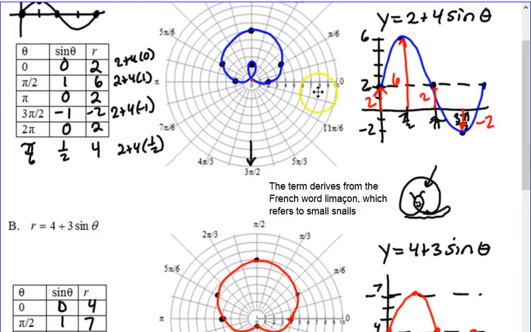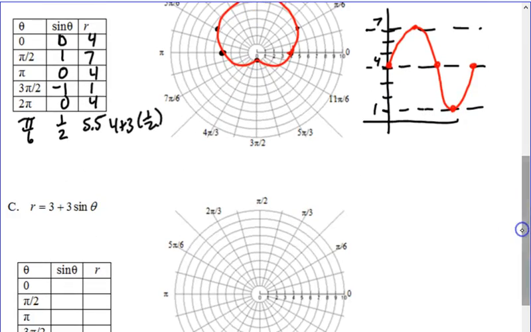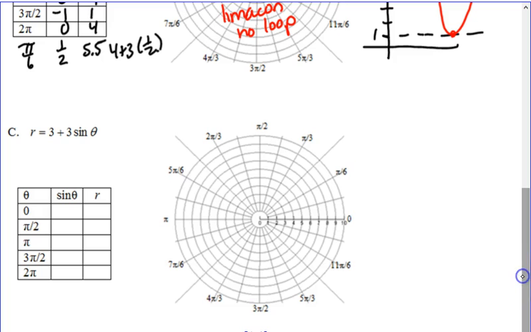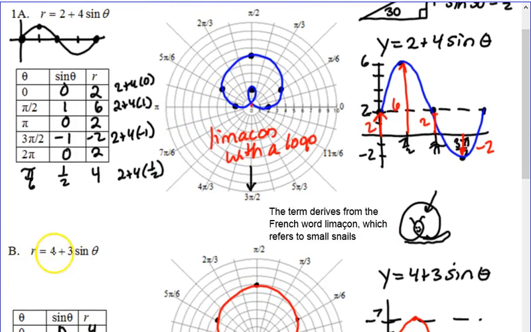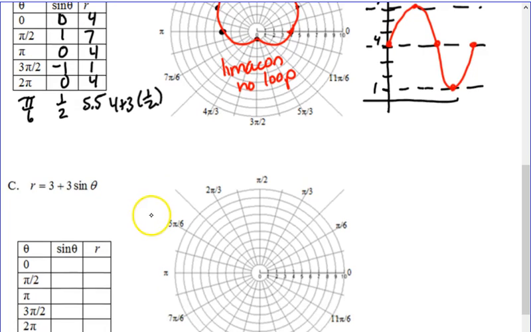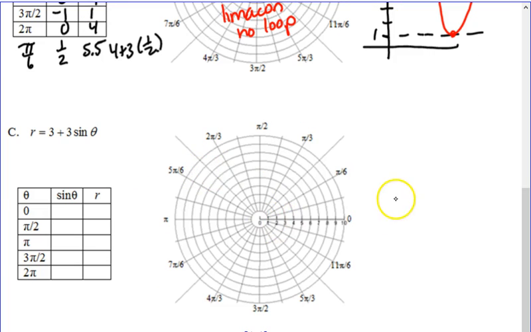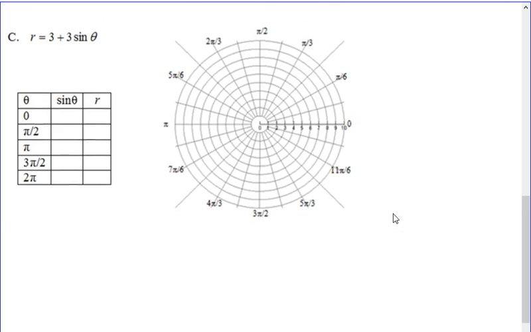That's where the loop occurs, where it dips below the x-axis here. So this is actually called a limacon with a loop. And this is called a limacon with no loop, or without a loop. Now the third one we have has a and b equal to each other. So I want you to notice the loop occurs when a is less than b, no loop when a is greater than b, and when they're equal to each other, that's when we get the third kind of graph, which is called a cardioid, just because it's sort of heart-shaped.